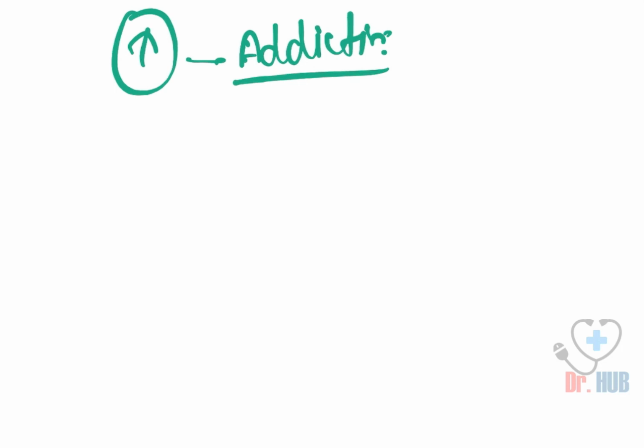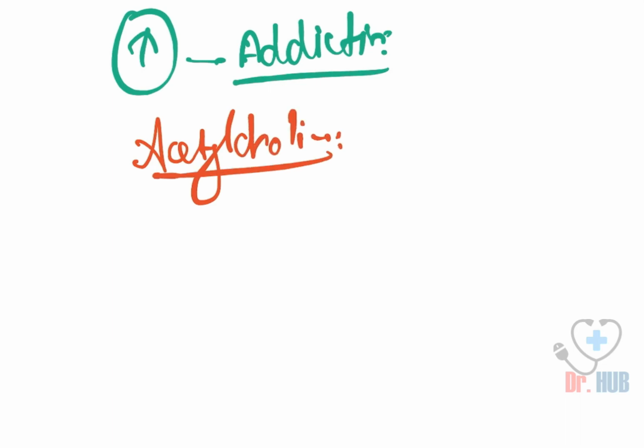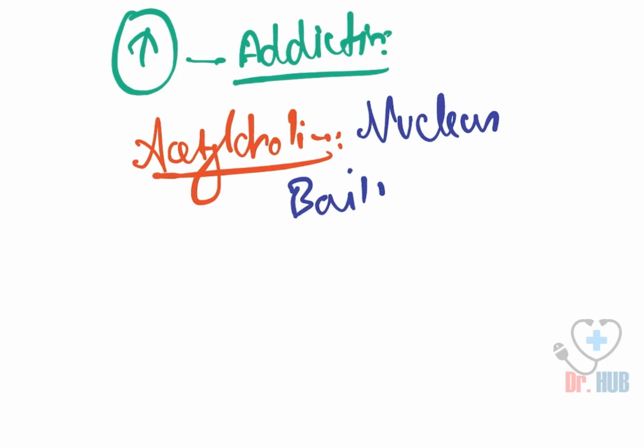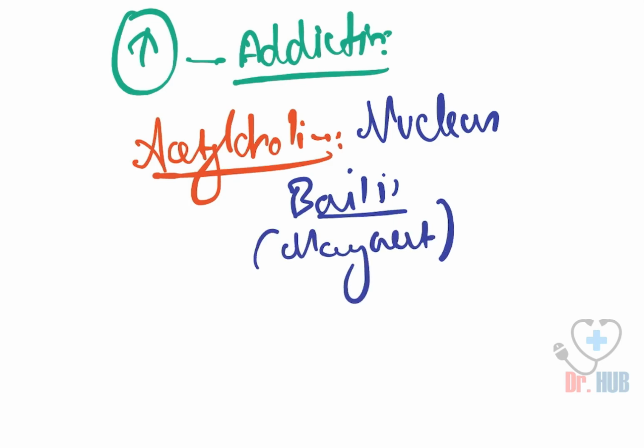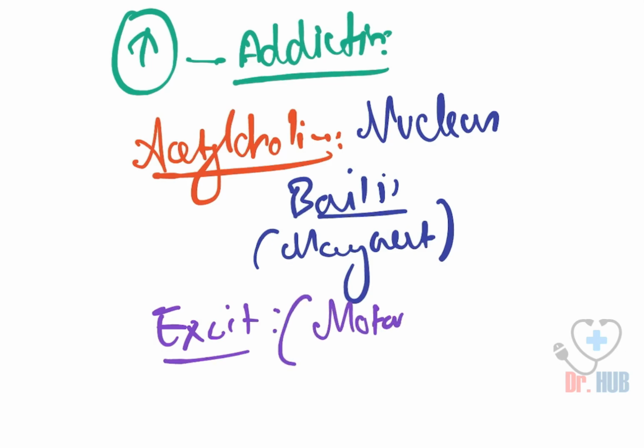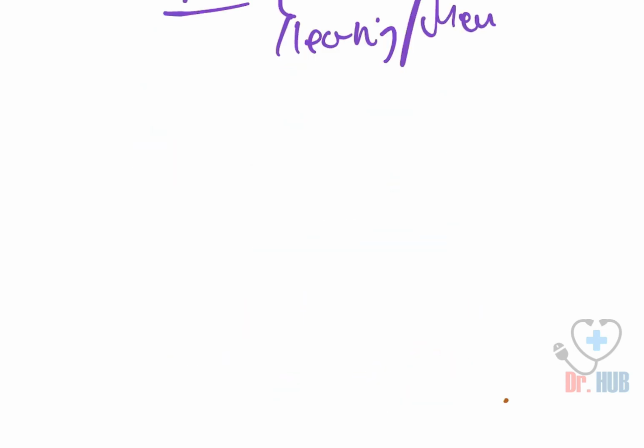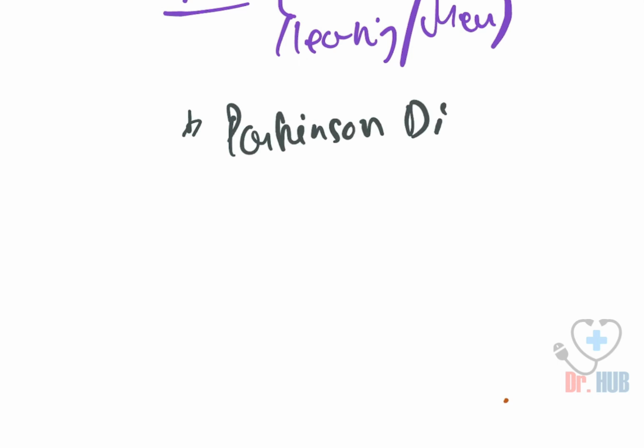Next, we look at acetylcholine. The source of acetylcholine is the nucleus basalis of Meynert. The function is that it is excitatory, for the motor movement, and also for learning as well as memory. It is increased in Parkinson's disease.